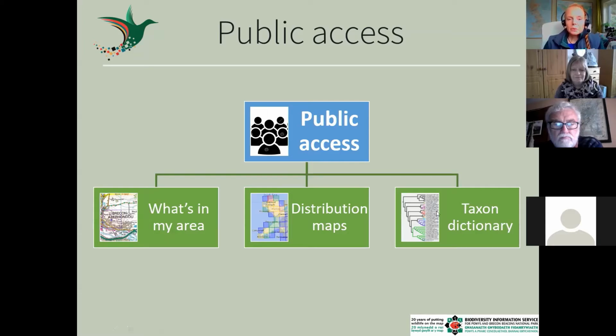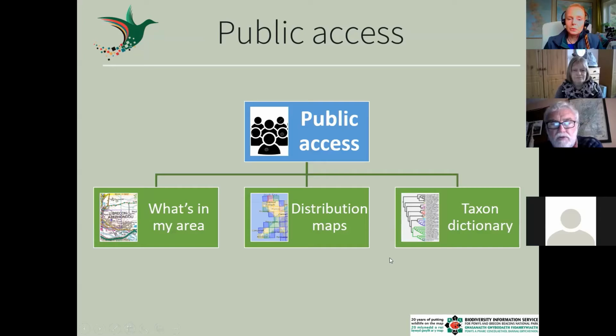The second tool is the distribution maps. That lets you build a distribution map for any species for the whole of Wales. So if you're interested in a particular species, or even a species group, maybe you're looking at dragonflies and you'd like to know what the hotspots are, you can build a distribution map for the whole taxon group.